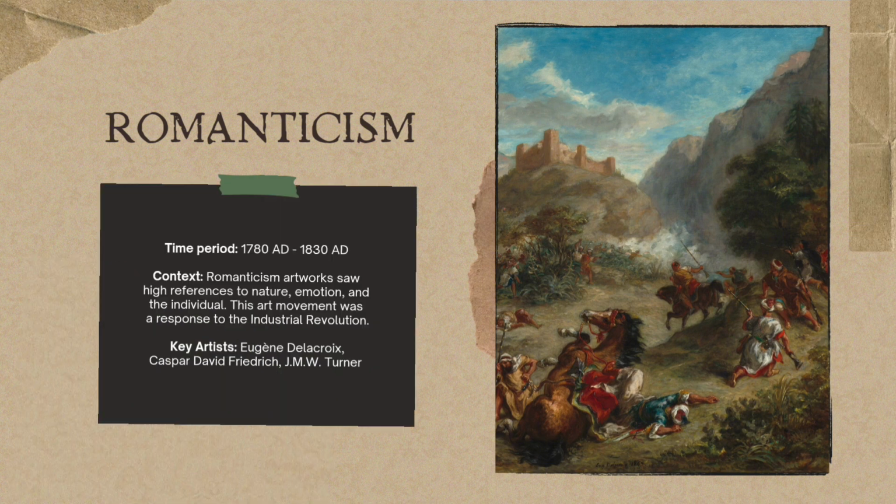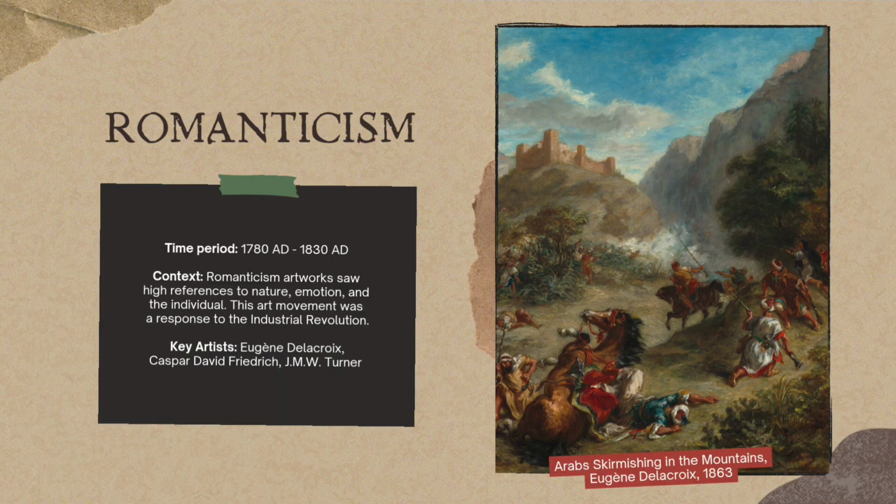Romanticism time period, 1780 AD to 1830 AD. Context: Romanticism artworks saw high references to nature, emotion, and the individual. This art movement was a response to the Industrial Revolution. Key artists: Eugène Delacroix, Caspar David Friedrich, J.M.W. Turner.